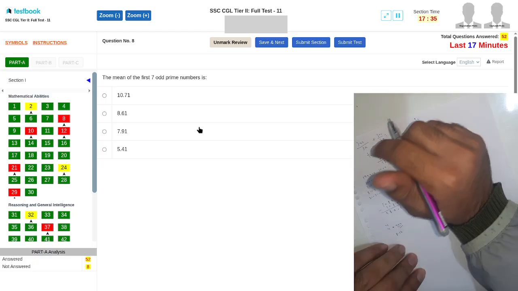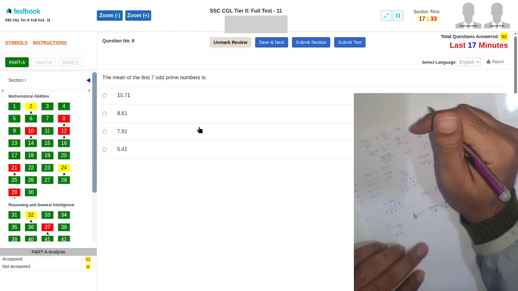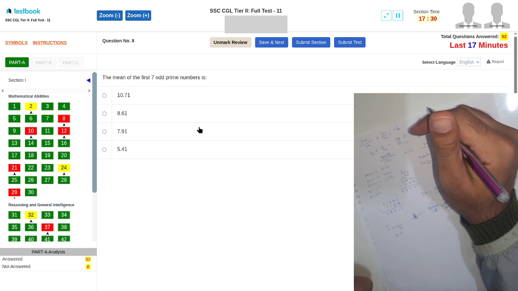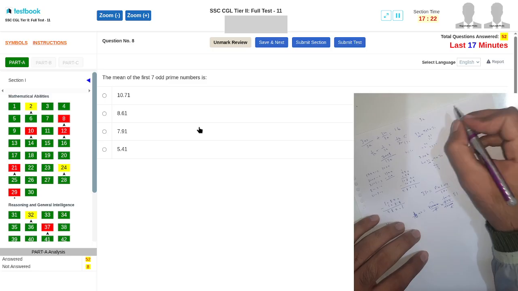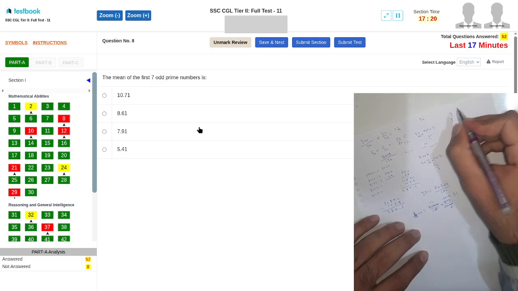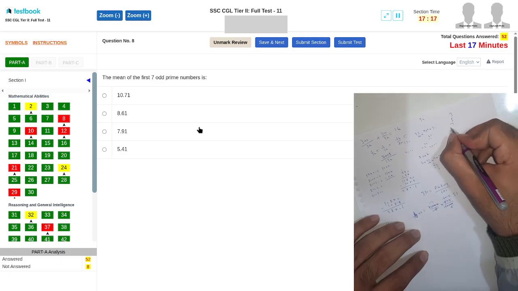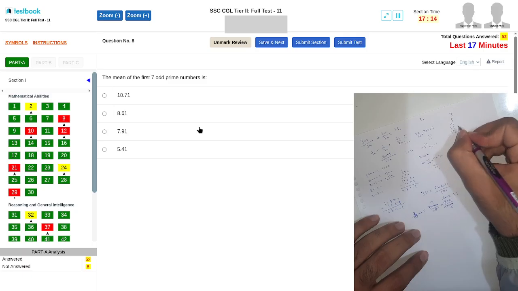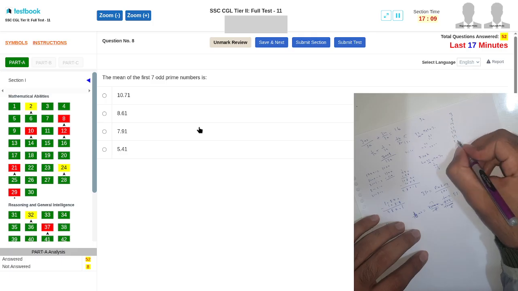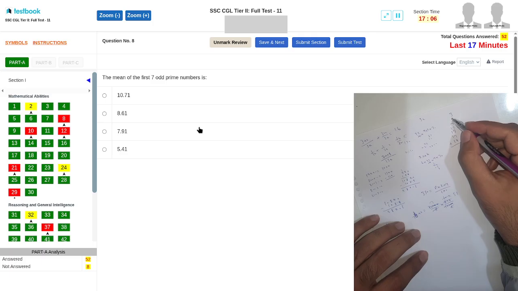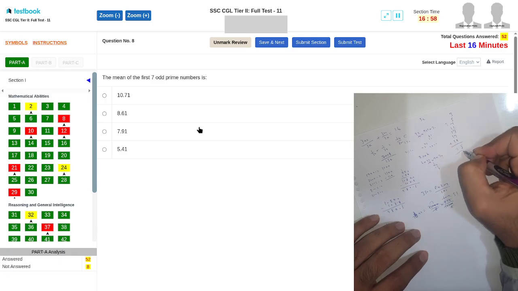The mean of the first 7 odd prime numbers is: odd prime numbers 3, 5, 7, 11, 13, 17, 19. Sum is 75 divided by 7.